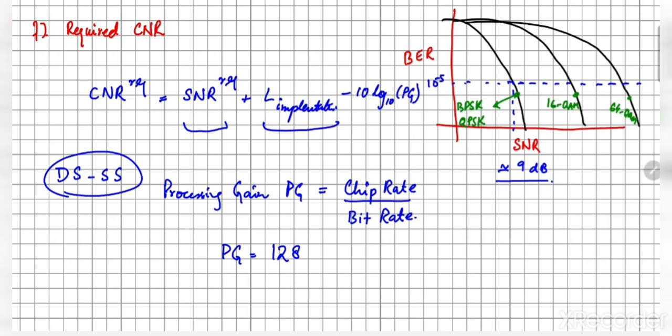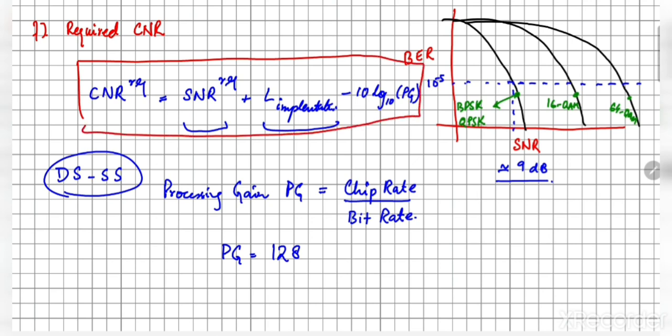So this is the overall formula that we typically use for computing the requirement on the carrier to noise ratio. This term is coming from the theoretical BER curve for the particular modulation and coding scheme. This is the implementation loss, and this is the processing gain, which is relevant only for the direct sequence spread spectrum systems.